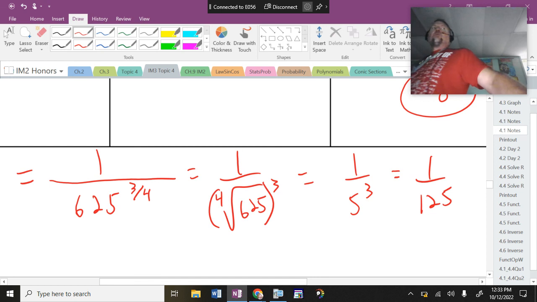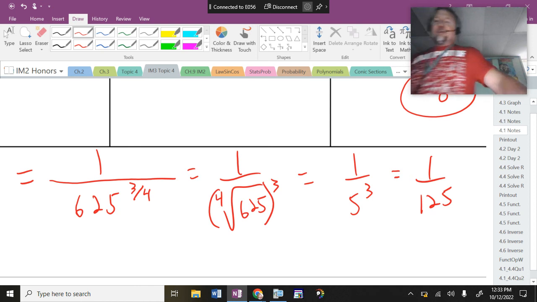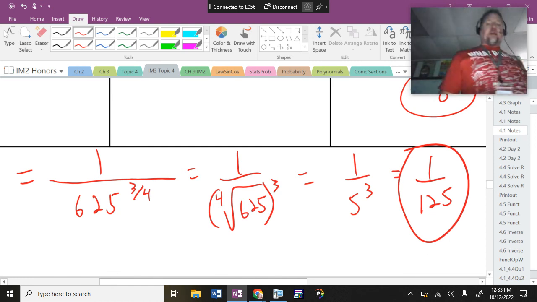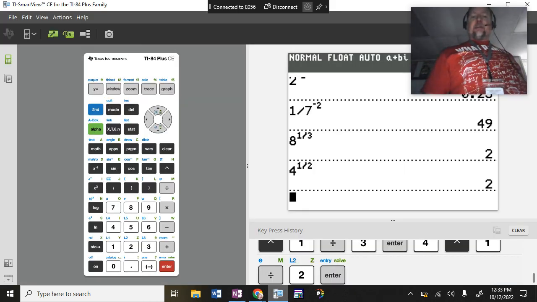Let me ask you this. Would you rather have $125 or 1 over $125, which doesn't even exist as a coin? 3, 2, 1, go. 125. So there's a difference between 125 and 1 over 125. All right, and let's go verify at the end with the calculator.